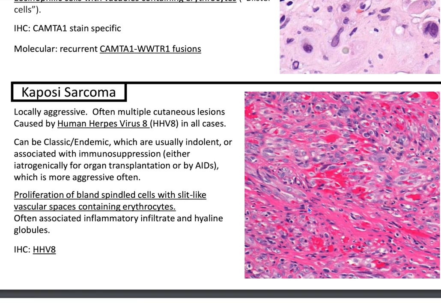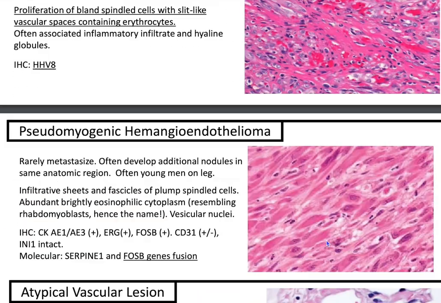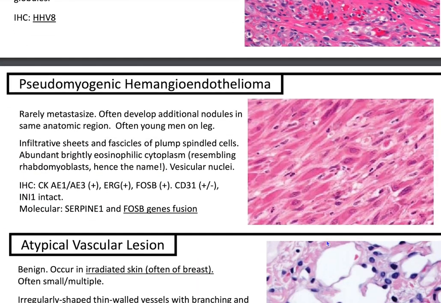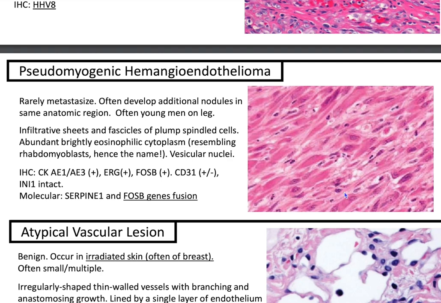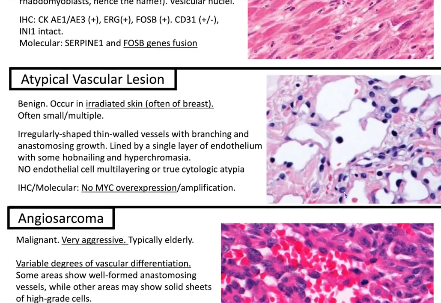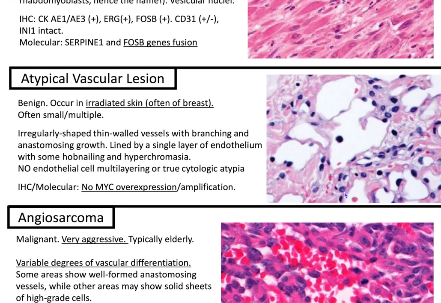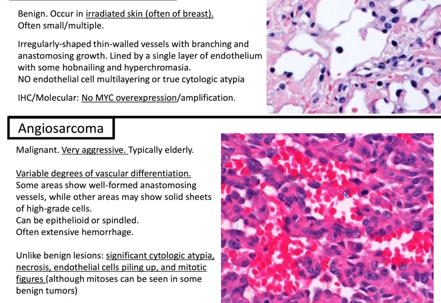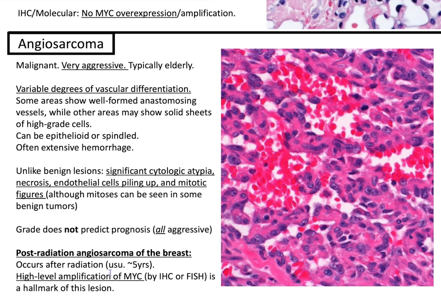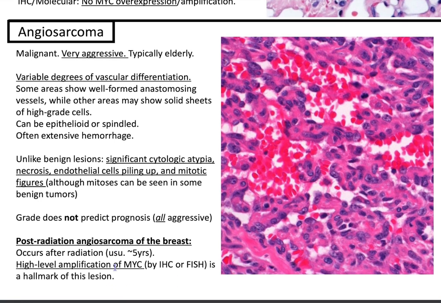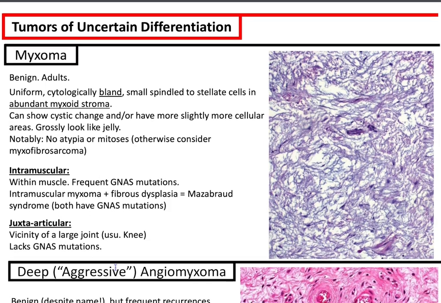Your differentials include angiosarcoma. Pseudomyogenic hemangioendothelioma looks like a rhabdomyoblast, hence the name, defined by SERPINE1-FOSB gene, often in the young men on the leg. Atypical vascular lesion, often irradiated skin of breast, no MYC overexpression. Angiosarcoma, very aggressive. If it's post-radiation angiosarcoma, you have a high MYC amplification.